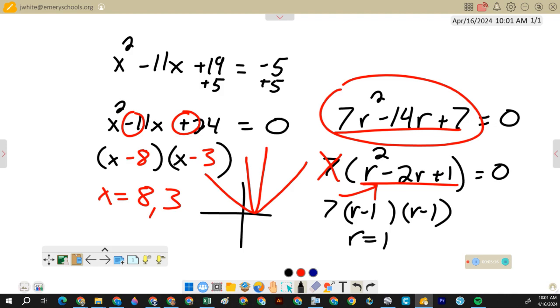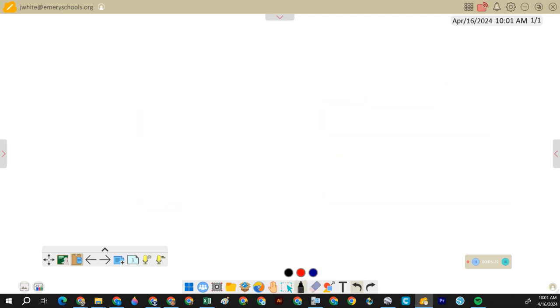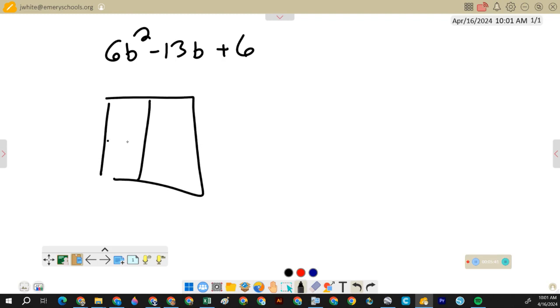All right, let's do 16. 6b squared minus 13b, and I'm going to add that negative 3 to the other side, so plus 6. In this case, I cannot pull out a 6. Well, I could, but it would create fractions and make my life much more difficult. So here I need to use the box.